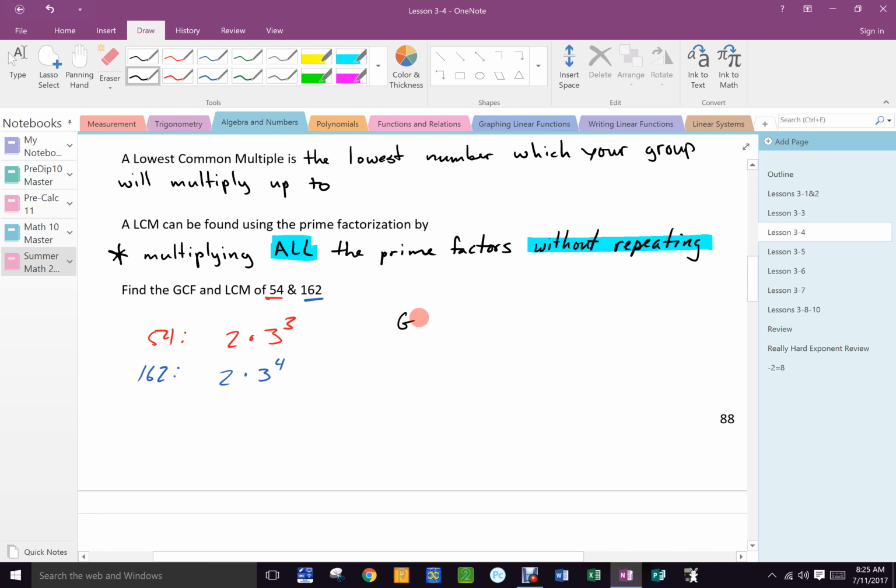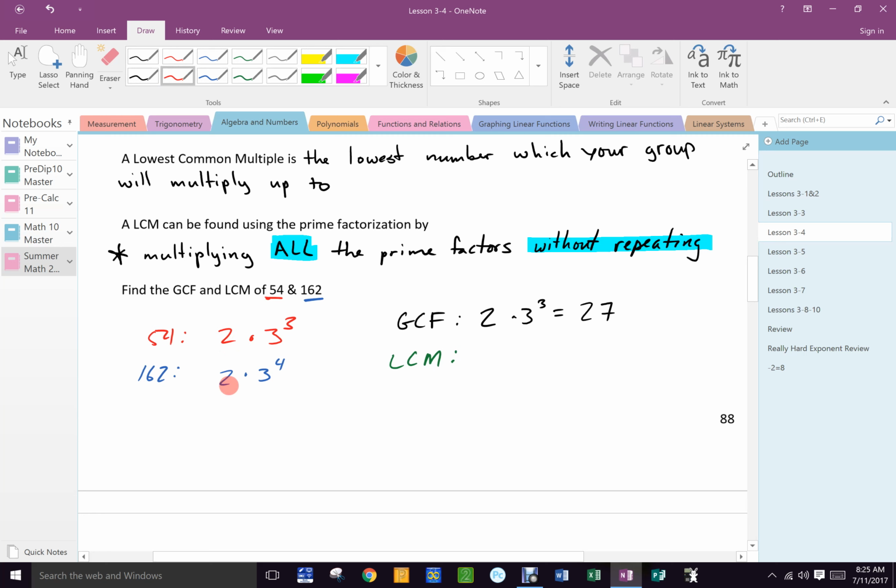So now I want my GCF. How do I find my GCF? I multiply all the common prime factors. Is there a 2 in both of them? Excellent. So I use the 2. Is there a 3 in both of them? How many 3's are in both of them? 3. So the greatest common factor is 2 times 3 cubed, which is 54.